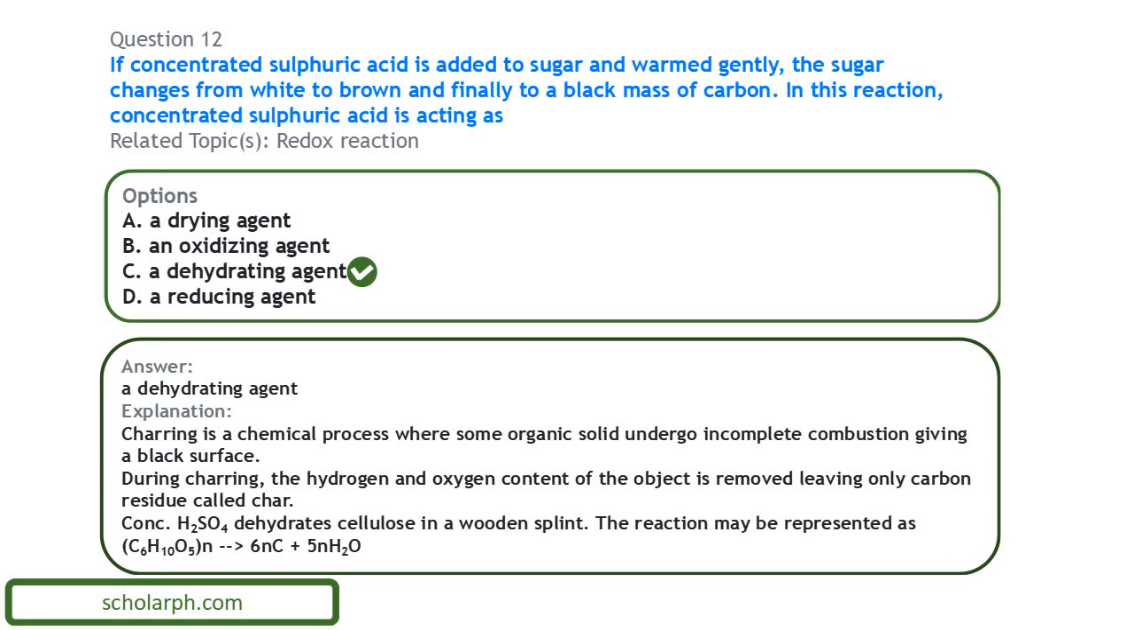Now this process here is what is called charring. It is a chemical process where an organic solid containing carbon undergoes incomplete combustion to give a black surface. During the process, concentrated acid can be added, and there it acts as a dehydrating agent. It dehydrates the cellulose in that given organic compound, say wood for example. So it acts as a dehydrating agent, dehydrating the cellulose in that wood.